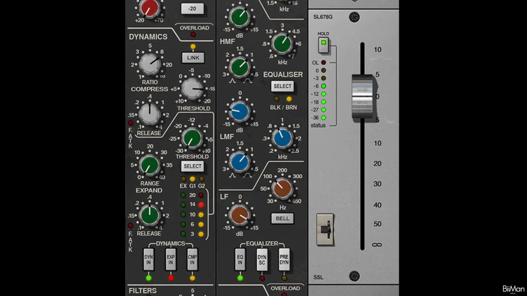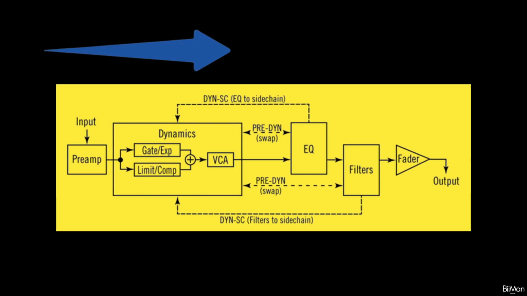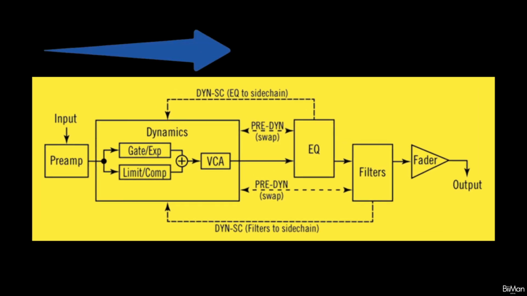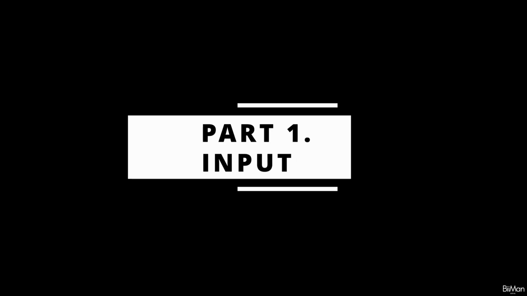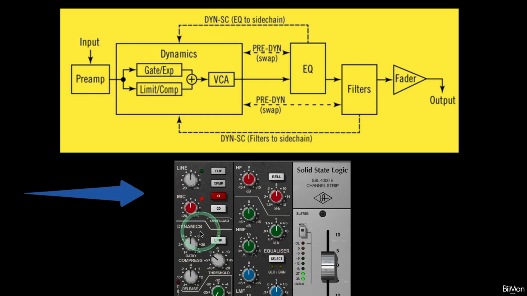Let's scan this tool. From left to right on this diagram is the signal flow. Let me explain how it works. As you would naturally expect, the signal first enters at the input preamp module.